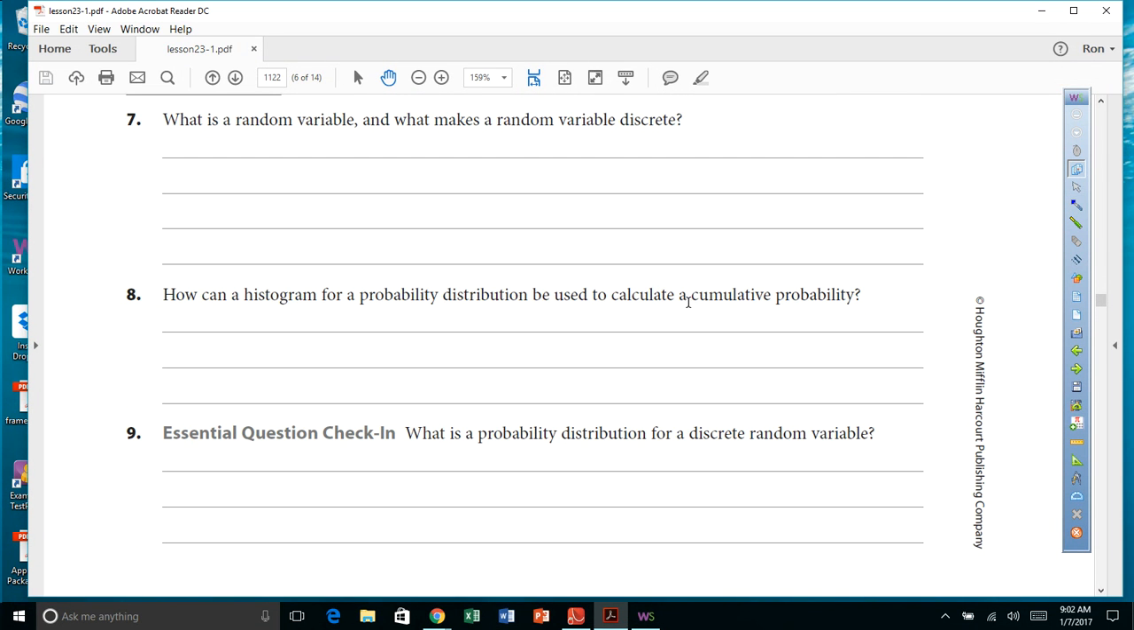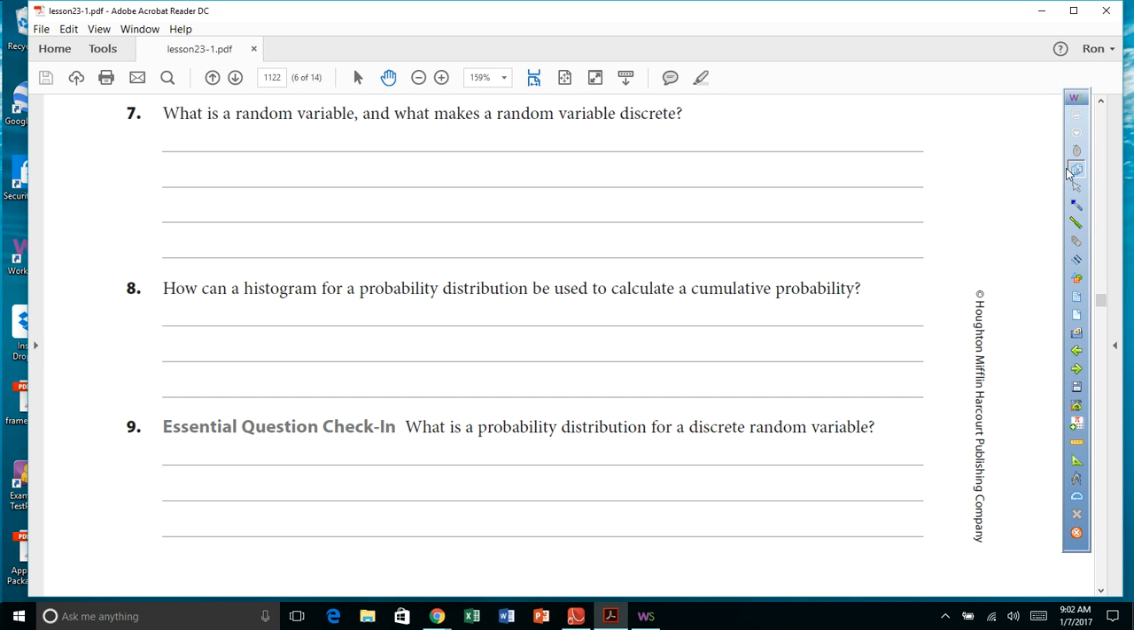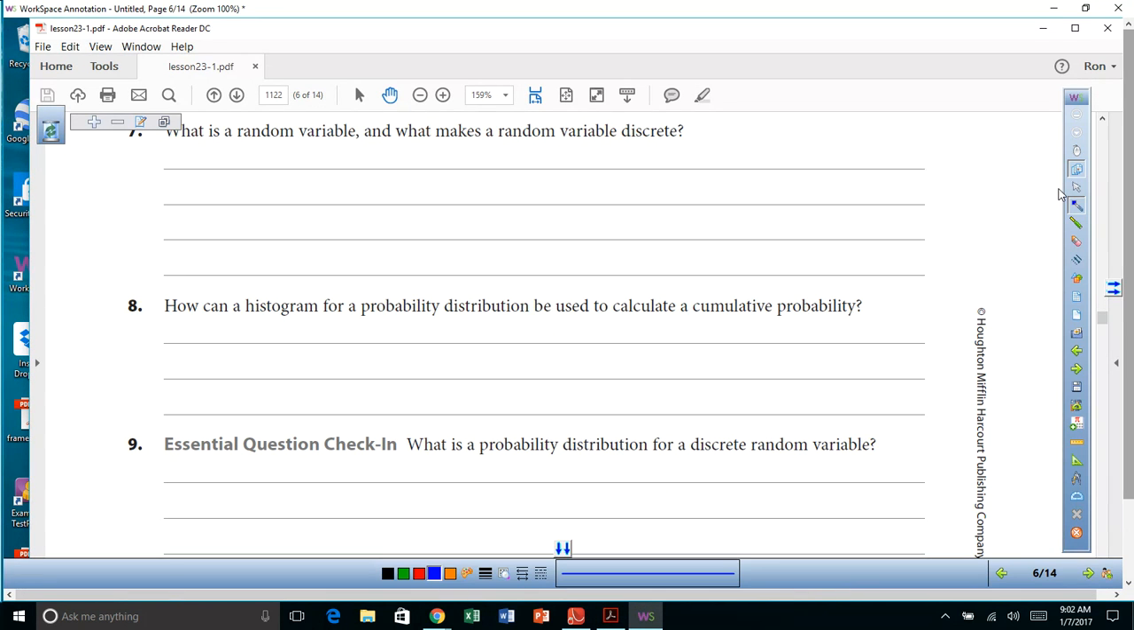What is a random variable and what makes a random variable discrete? A random variable is a variable whose value is determined by the outcome of a probability experiment. If the outcomes are distinct, such as whole numbers, the random variable is discrete.